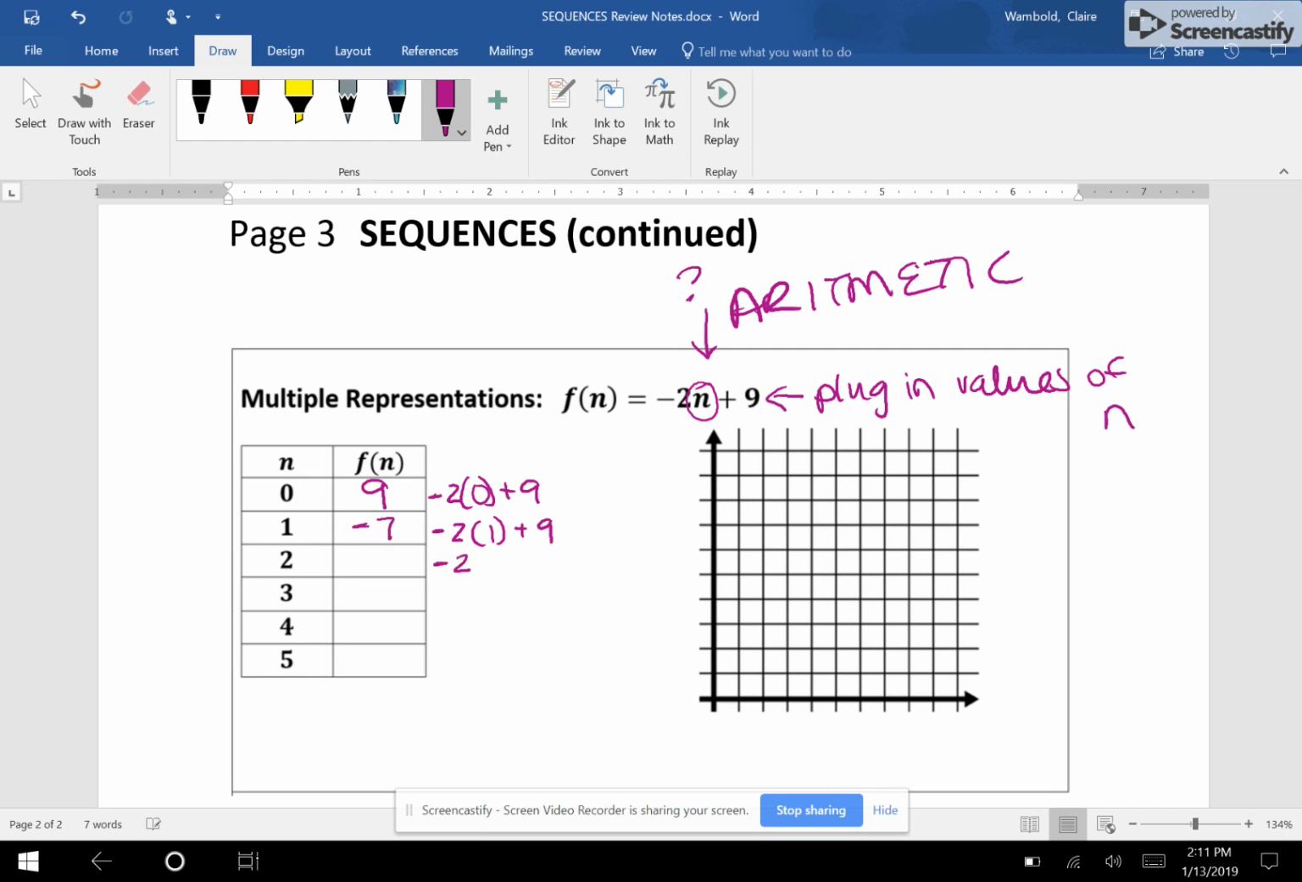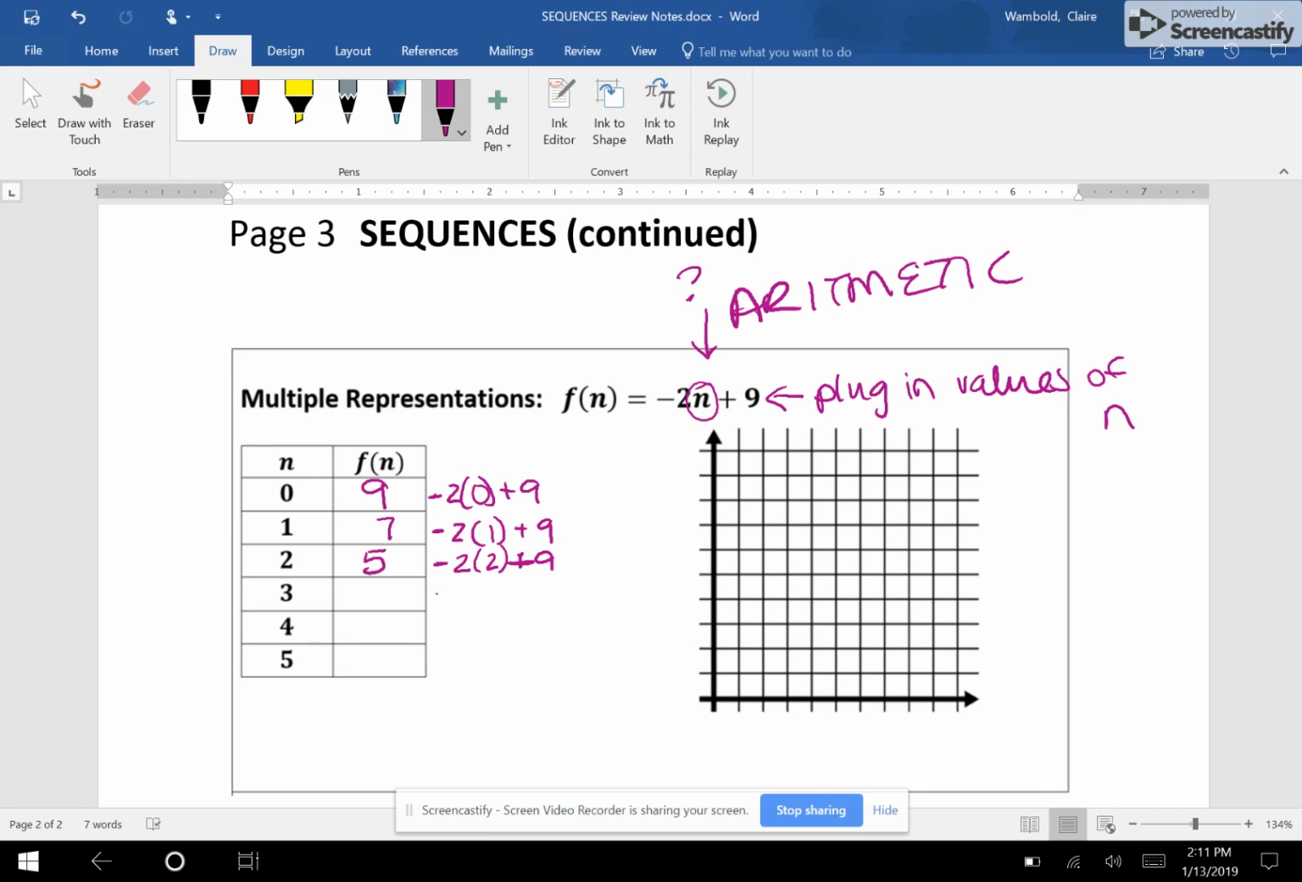If you're not as comfortable with just using the structure, adding or subtracting the same number every time, this is a foolproof method. You cannot go wrong if you know how to plug a number in for n and use the order of operations. Oops, you see what I did there? I wrote negative 7. That should be positive 7. Get rid of that. All right, so I keep evaluating this.